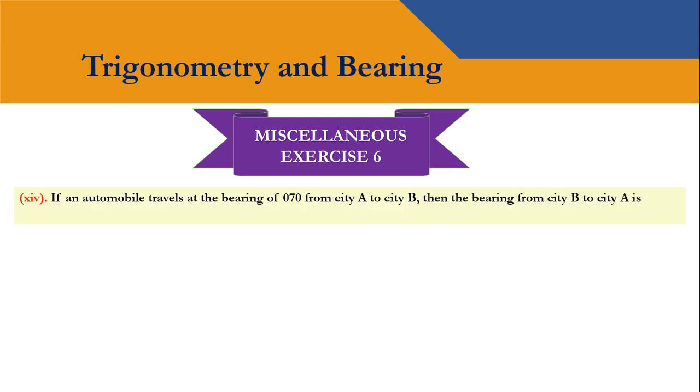Now moving towards the next question. In this question, if an automobile travels at a bearing of 070 from city A to city B, then the bearing from city B to city A is. So we have to find the bearing from city B to city A. To do that, this is the north direction from city A, and we construct a bearing of 070 degrees. Then we construct a line in the direction of city B.